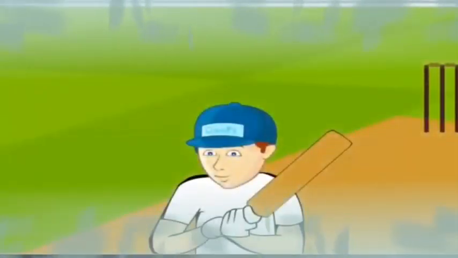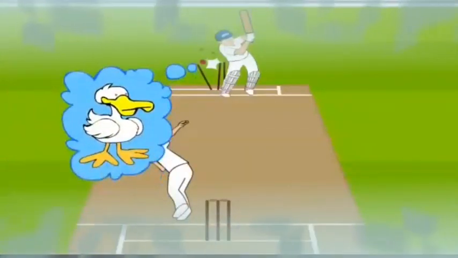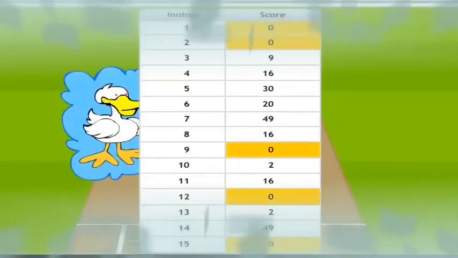Meet Mr. Pinch Hitter. Sadly, he's not in the best of form this season. Here he goes again for a duck. Have a look at his scores in the last 15 innings. Can you immediately notice how many ducks he scored? Let us see if there is a better way to present this data.